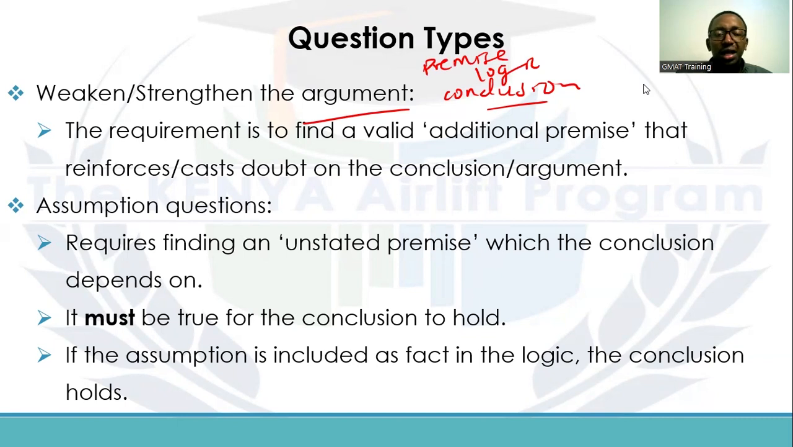So how do you solve these questions? We just find an additional premise. So if this additional premise is added to the already existing premises, then the effective combination of the premise and the logic either strengthens the conclusion or weakens the conclusion.